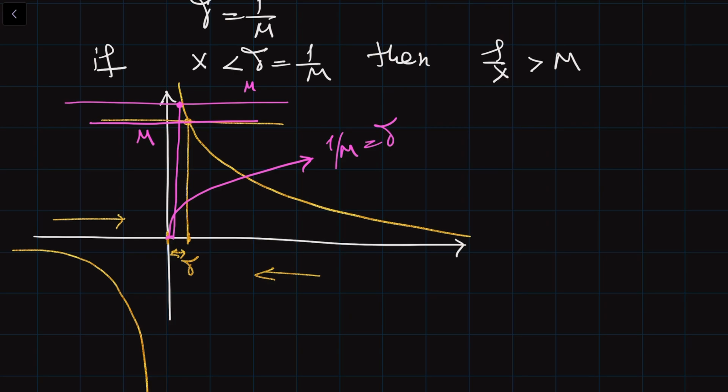So this is what the precise definition of the infinite limit means. It means that you can get your function always bigger than any threshold by just controlling the distance between x and its limit.